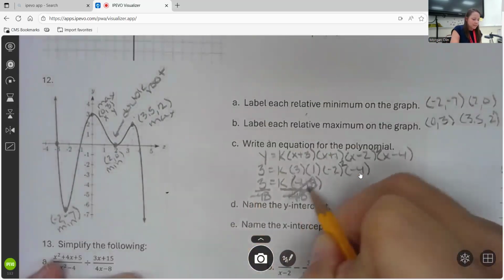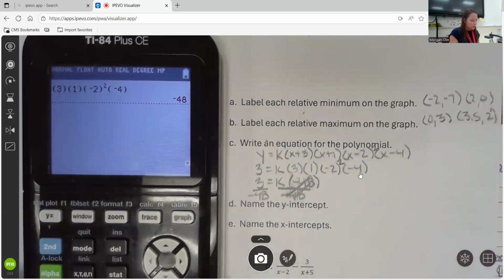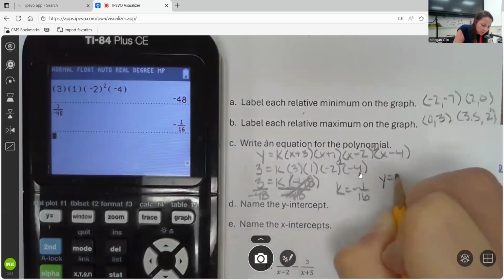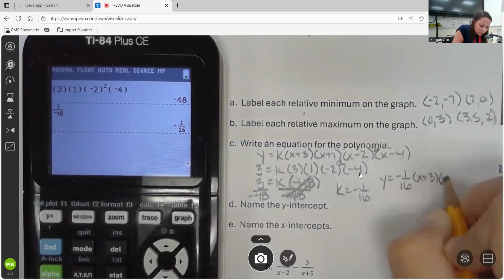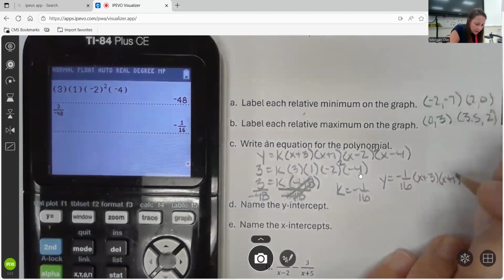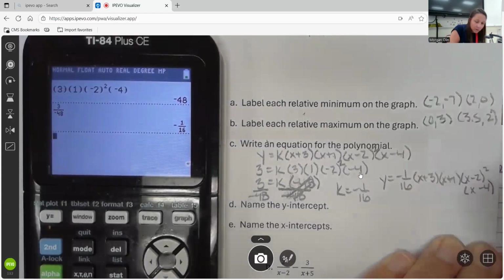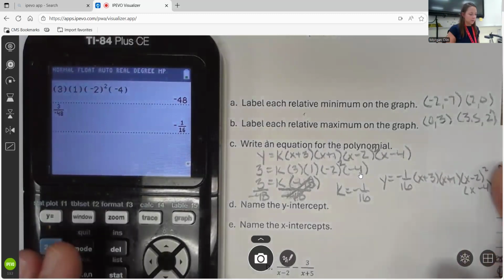Okay, now this does reduce. If I'm using my calculator to reduce right here, you can do alpha x 3 divided by negative 48, press enter, and it's negative 1/16. Okay, so k equals negative 1/16. So our equation is y equals negative 1/16 times (x plus 3)(x plus 1)(x minus 2) squared, don't forget the square, and I'm just going to squeeze this right here, (x minus 4). So there is our equation right there for it.